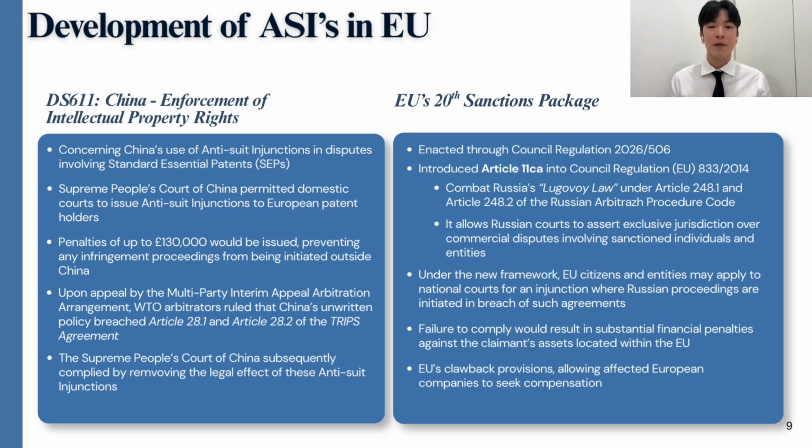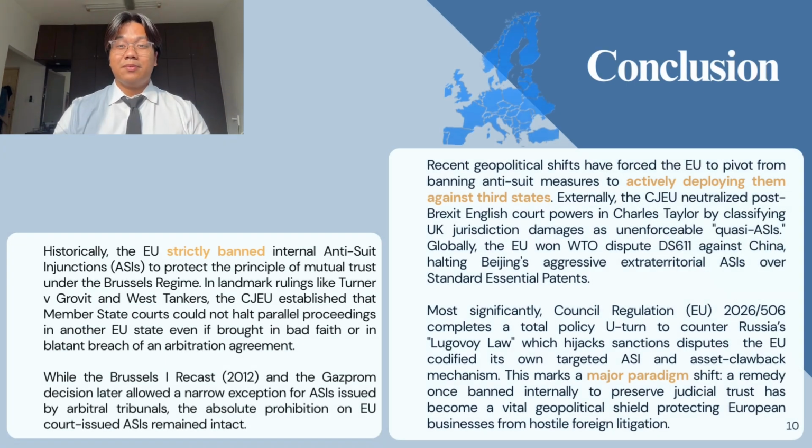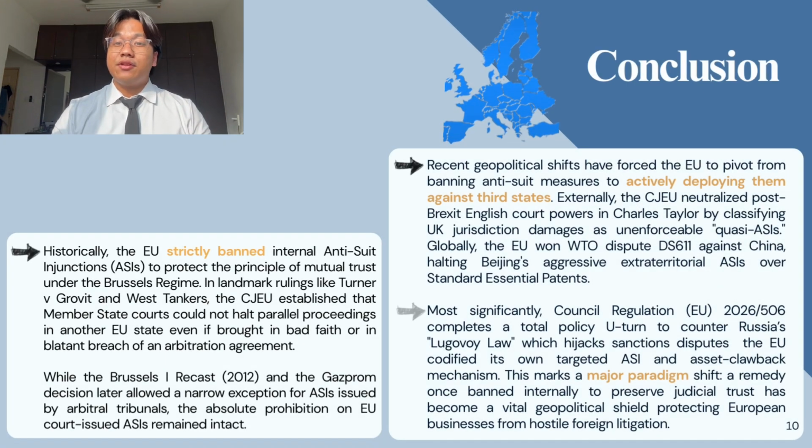This represents a significant shift in the EU's approach, where anti-suit injunctions, which were once viewed with caution, are now being used as a tool to protect European businesses from foreign court proceedings that undermine agreed arbitration or jurisdiction clauses. Combined with the EU's clawback provisions, the system both prevents harmful litigation and allows businesses to recover losses when such litigation occurs. So to wrap things up, the evolution of ASIs in Europe shows a fascinating paradigm shift.